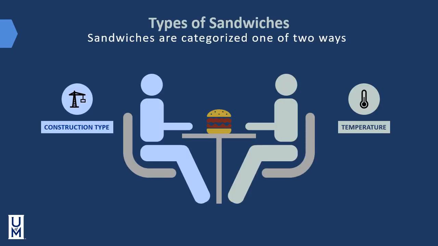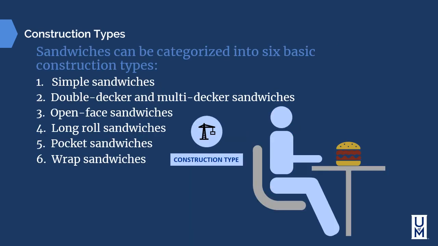When examining the types of sandwiches, it's important to understand that sandwiches are categorized in one of two ways, either by construction type or by temperature. We'll start by examining construction type. Sandwiches can be categorized into 6 basic construction types: simple sandwiches, double-decker and multi-decker sandwiches, open-faced sandwiches, long roll sandwiches, pocket sandwiches, and wrap sandwiches.